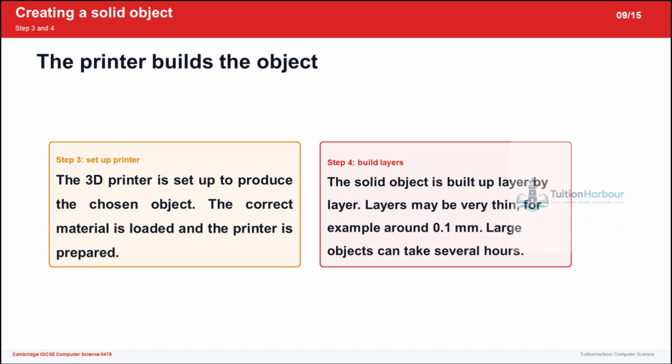Setting up and printing. The correct material is loaded and the printer is set up. The object is then built layer by layer. Each layer may be around 0.1 millimeters thick, so large objects can take several hours.